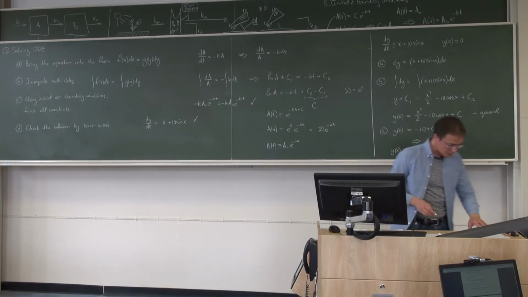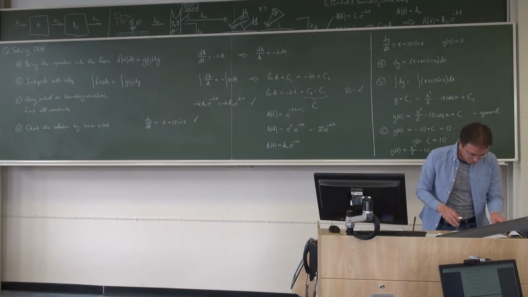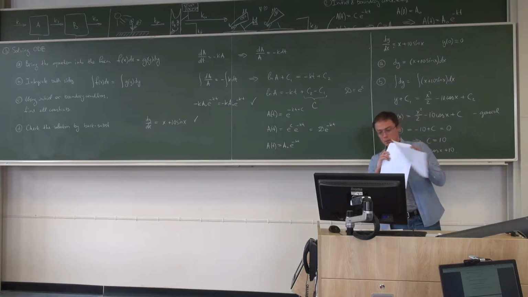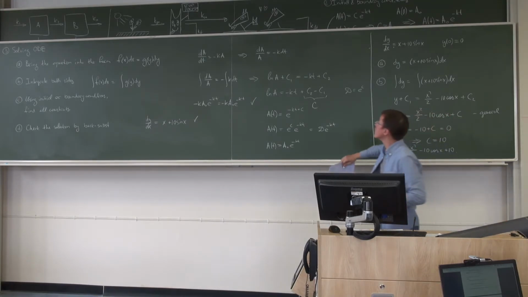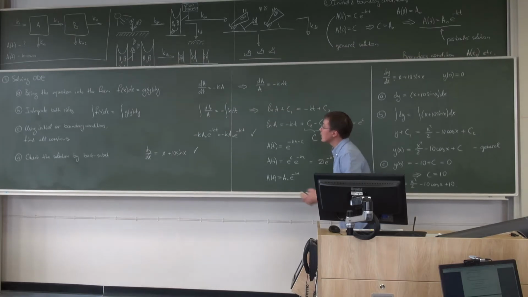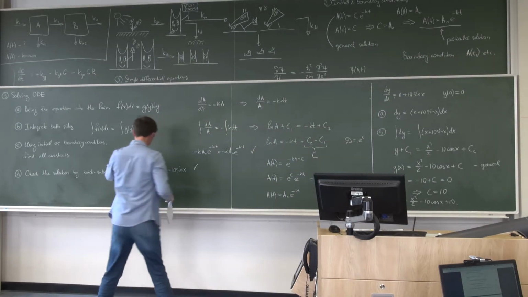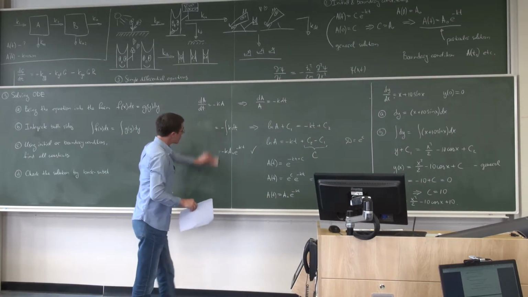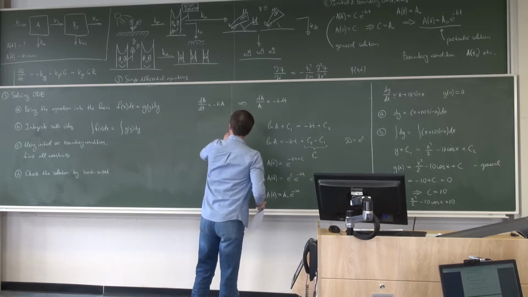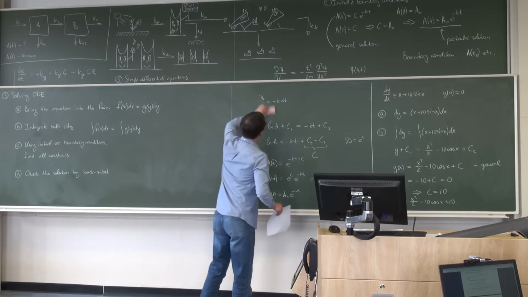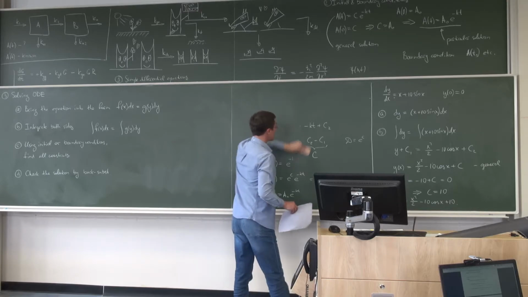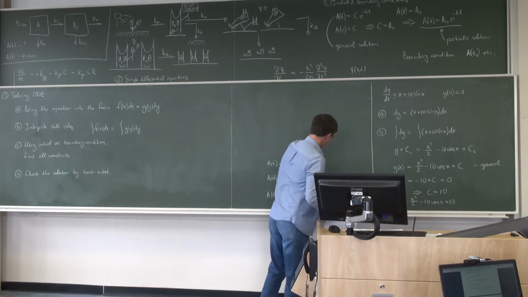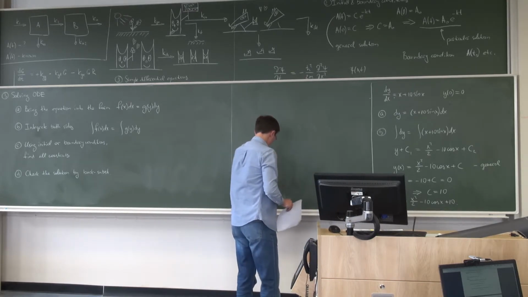I think I have another example. Yeah. Let's just make some space on this board. Let's leave our recipe there. So this is now going to be an example where the separation of variables is not instantaneous, where some mathematical transformations must be applied in order to make it possible.